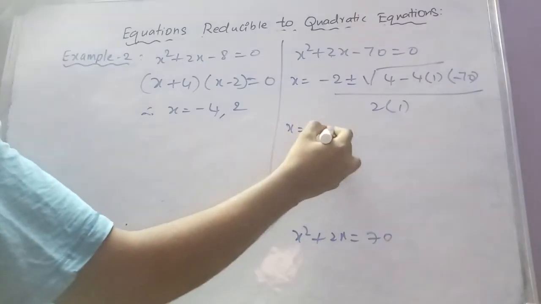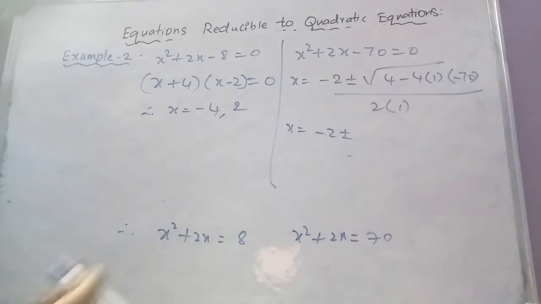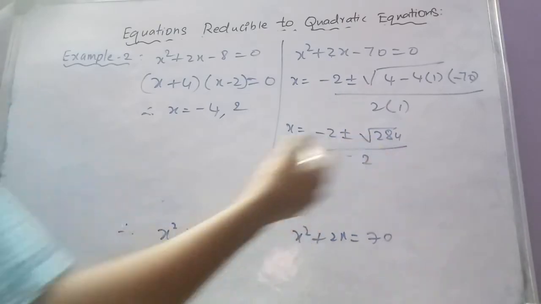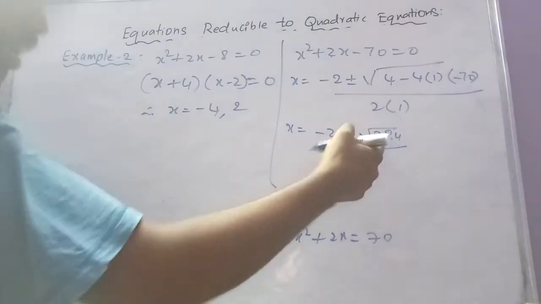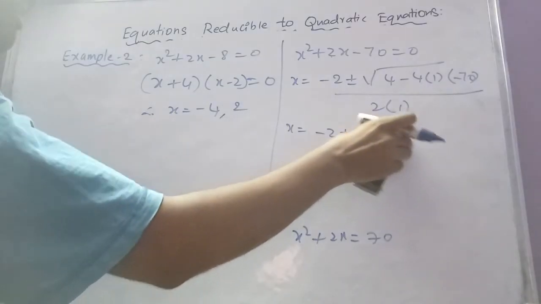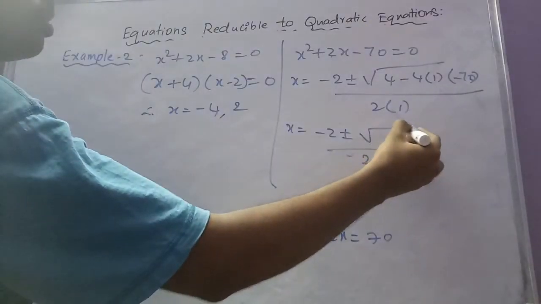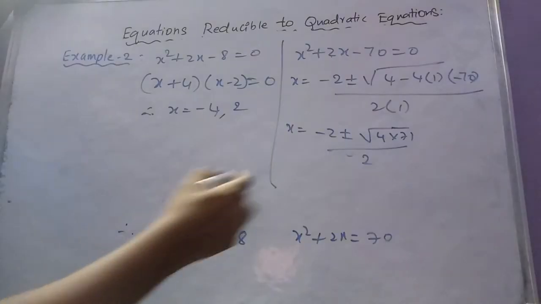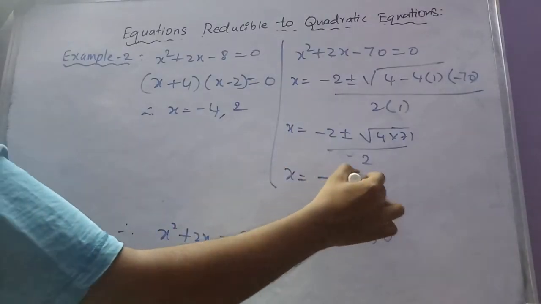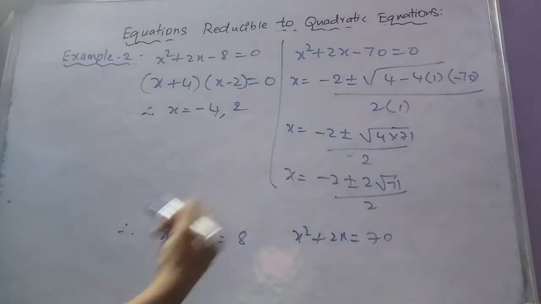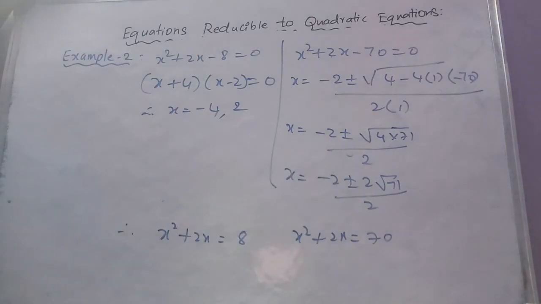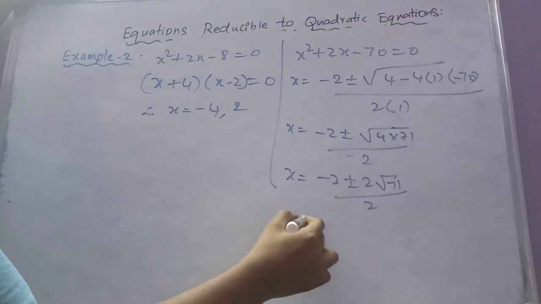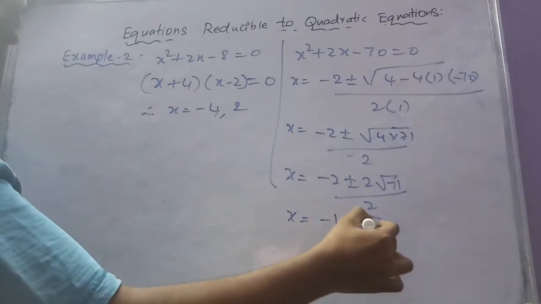So x is equal to minus 2 plus or minus. Inside the square root you will get 284. Under root 284 by 2. And this 284 can be written as 4 times 71, and you can take this 4 outside the square root. You get x equals minus 2 plus or minus 2 root 71 by 2. The common denominator 2 can be separated. Therefore, you will get x is equal to minus 1 plus or minus root 71.